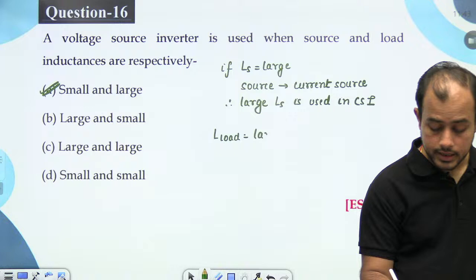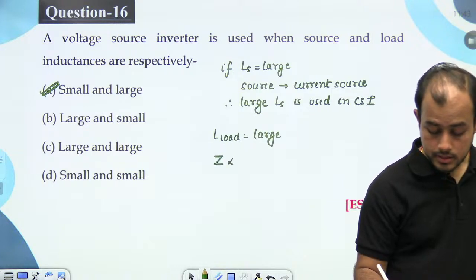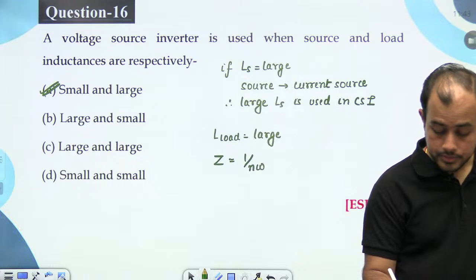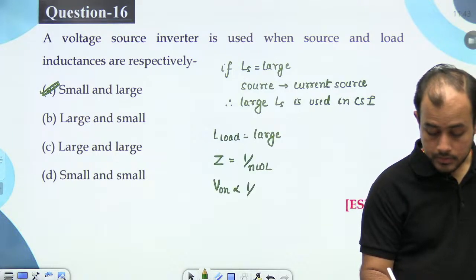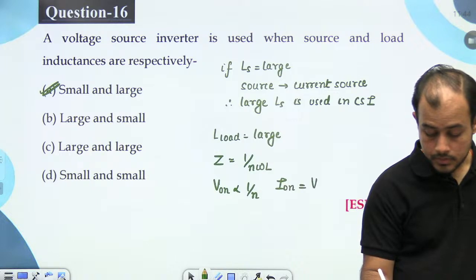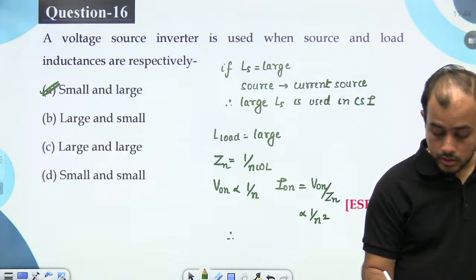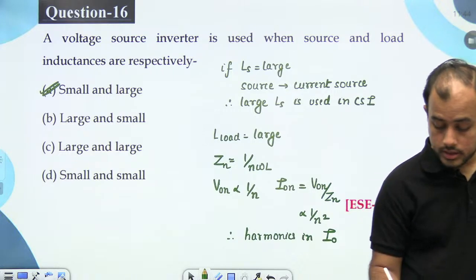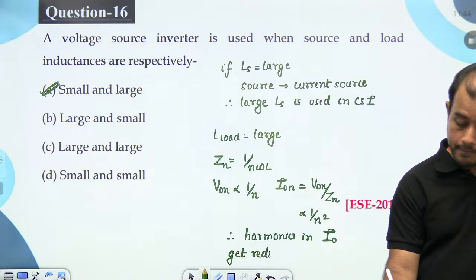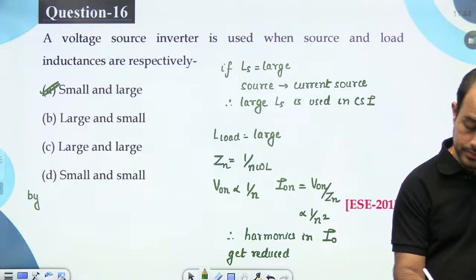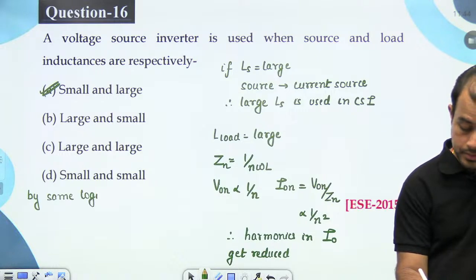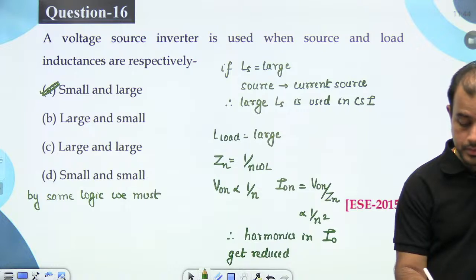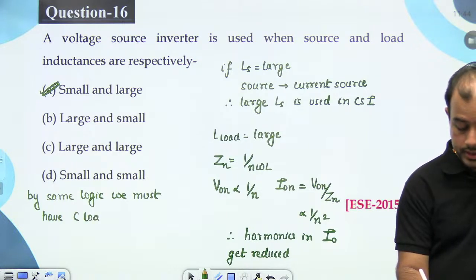If the load inductance is large, the impedance is approximately large, therefore harmonics in current, or I0, get reduced. By the same logic, we must have capacitive load in CSI to reduce voltage harmonic.